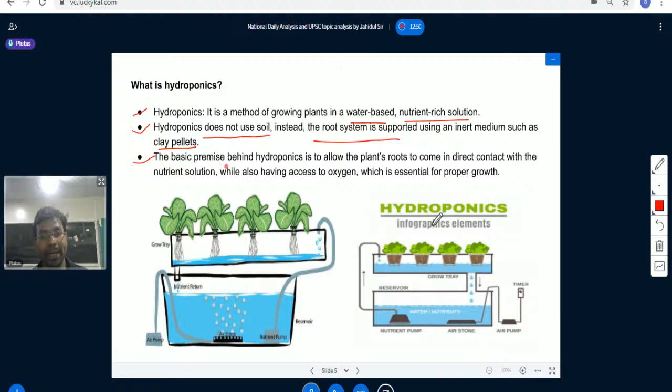Shellfish, algae and other plants in water based, instead the root system is in a nutrient-rich solution. The basic premise behind hydroponics is to allow the plant's roots to come in direct contact with the nutrient solution while also having access to oxygen, which is essential for proper growth.